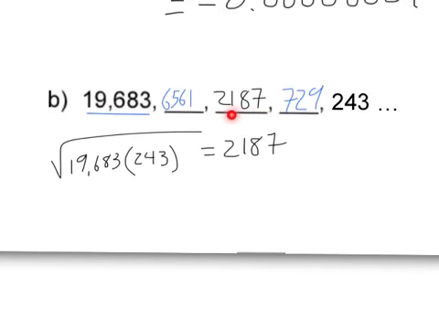Okay, I got 2187 for the middle number, and then when I did it again with these two numbers, I got 6,561, and when I did it again with these two numbers, I got 729. All right, let's go on to the next page.